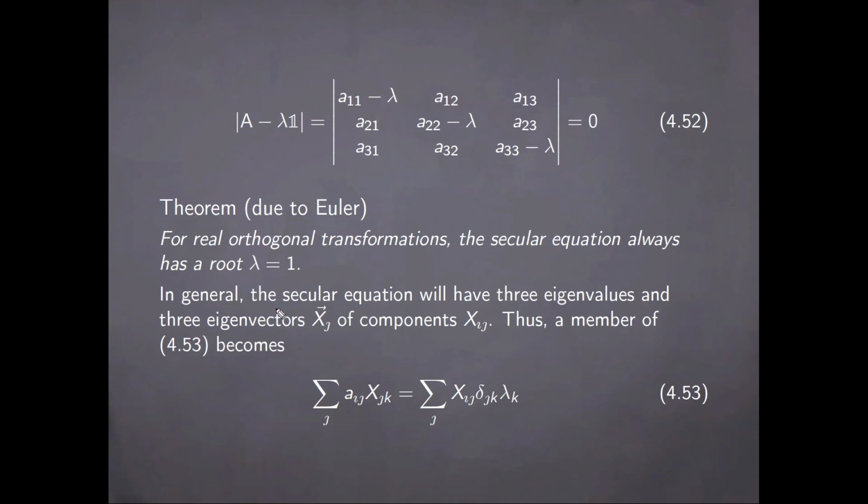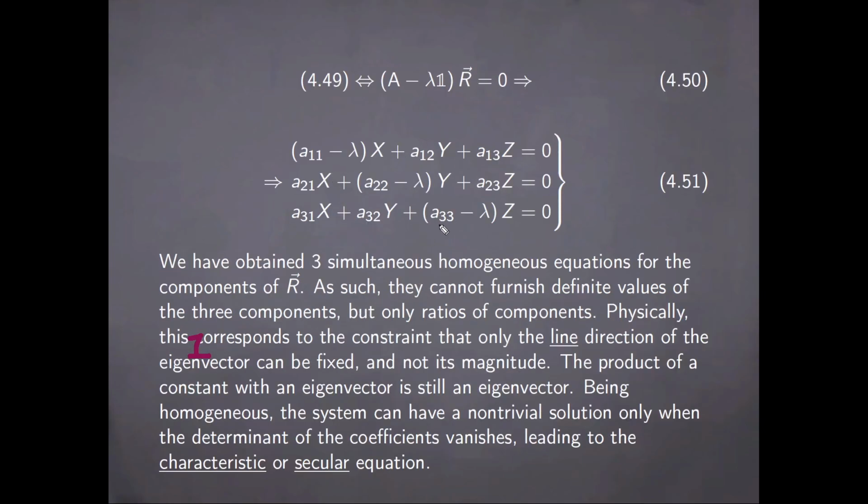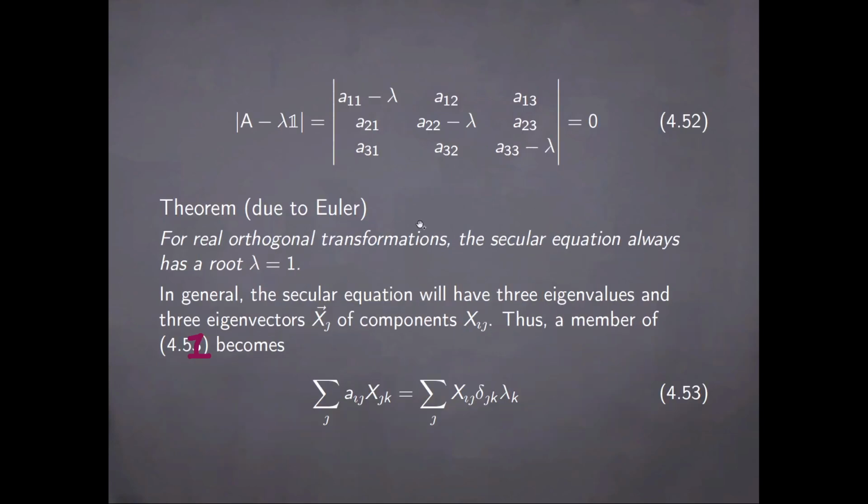In general, the secular equation will have 3 eigenvalues and 3 eigenvectors x index j of components x i j. Thus, a member of the system, this is 451, so it corresponds to the system here, can be written in this form.